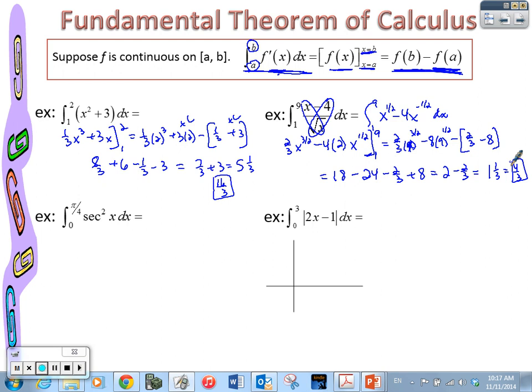Alright. If we were to take the derivative of something and get secant squared, what would it have been? It would have been tangent. So we're going to evaluate tangent from 0 to pi over 4. So tangent of pi over 4 minus tangent of 0. So let's remind ourselves, pi over 4 is right here. It's where y and x are the same value. So tangent of pi over 4 is 1. Tangent of 0 right here. So that's sine over cosine. So sine would be 0, cosine would be 1. So it would be minus 0. And our answer is actually 1.